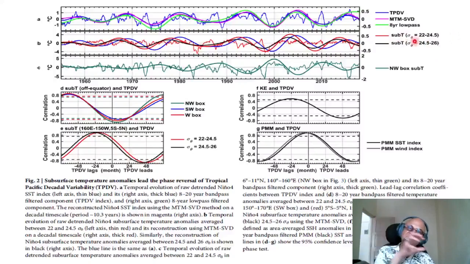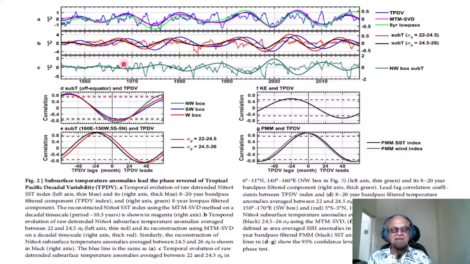Basically, when you look at subsurface temperature anomalies, you cannot simply do it similar to SSTs, because the ocean is so strongly stratified. You want to see if they are propagating along certain isopycnals or density surfaces. That's why you look at a range 22 to 24.5 and 24.5 to 26. As I said, 24.5 to 26 is deeper, below the 22 to 24.5 isopycnal.